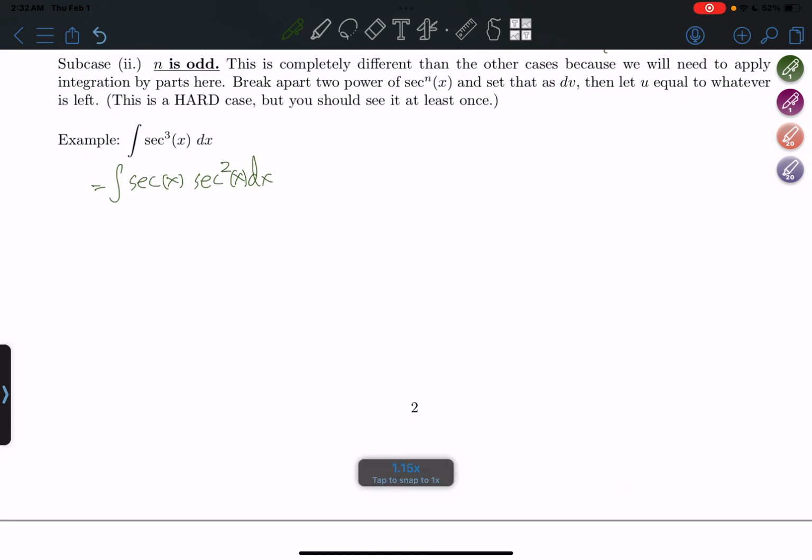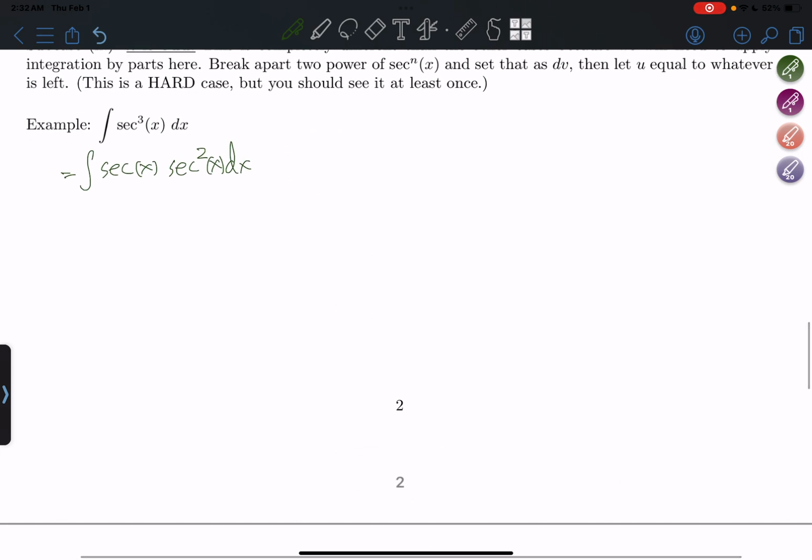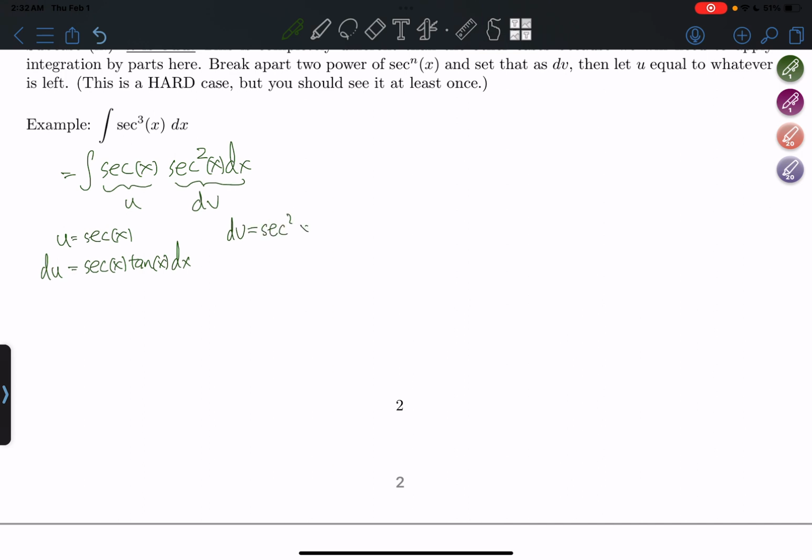A little bit bigger here. And what we're going to do here is let that be u, let that be dv. So u equals secant x, then du equals secant x tangent x dx, and then dv equals secant squared x dx. So v is equal to tangent x.